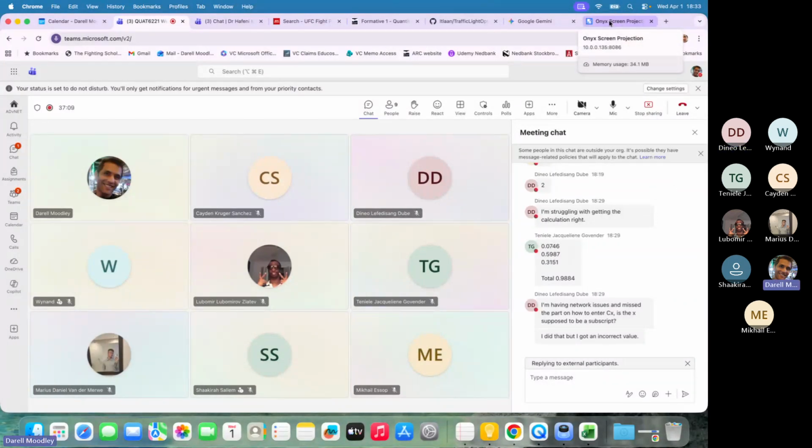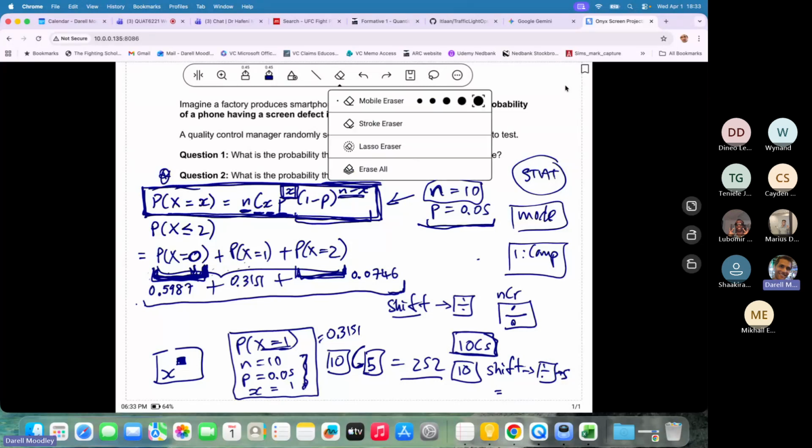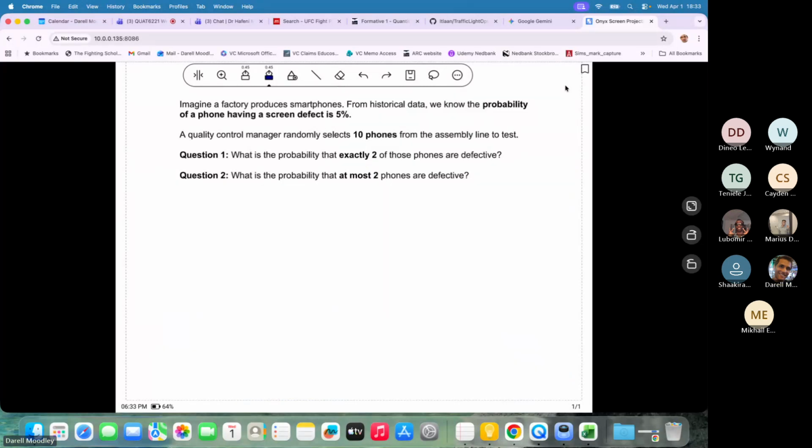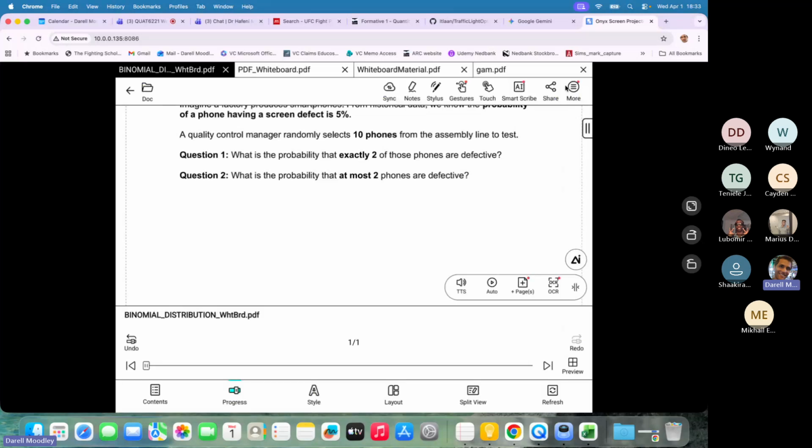All right. So that's the binomial distribution. Now we're going to move on to the Poisson distribution. Let me just clear this. And I will give you an exercise to practice using your calculator to work out these probabilities. I'll make it available on ARC.